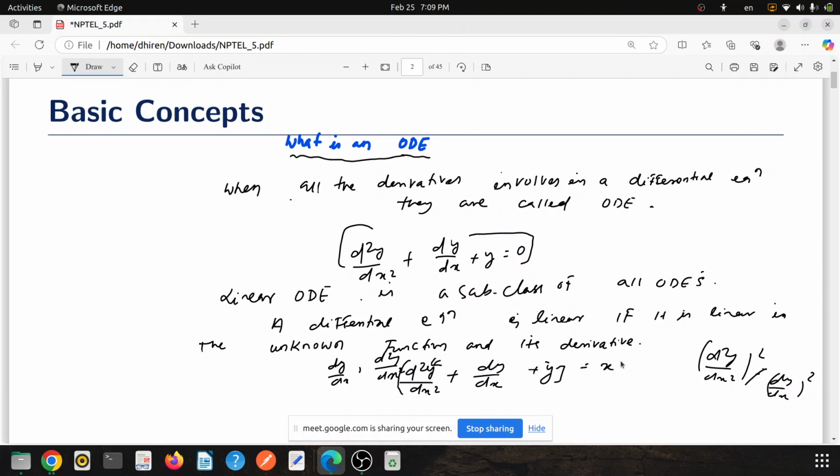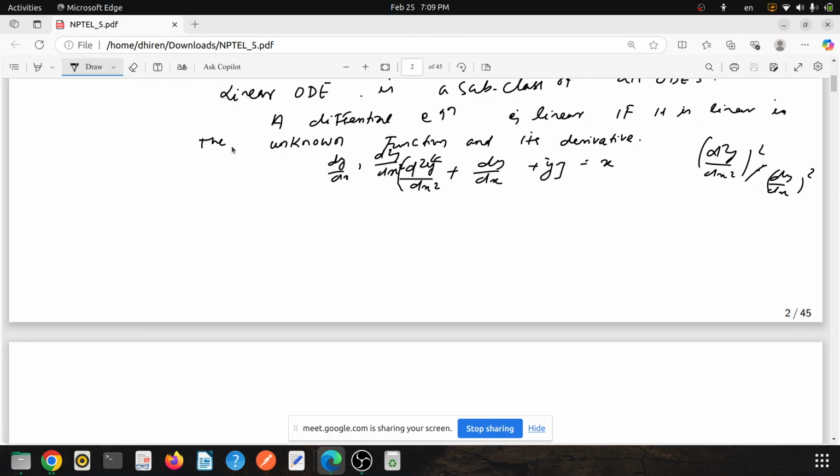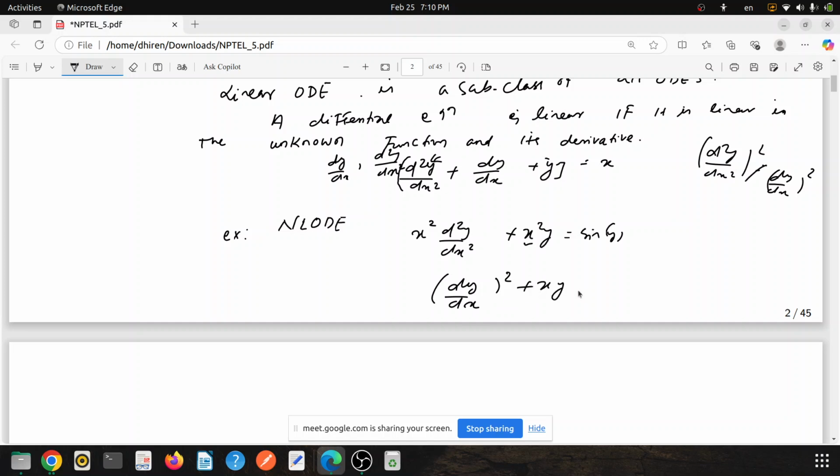So what is an example of non-linear ordinary differential equations? An example of a non-linear ODE is x square d square y by dx square plus x square y equal to sine y. You can see that there is a non-linear term here. Similarly, dy by dx whole square plus xy is equal to 1. You can see that there is also a non-linear term. So these are examples of non-linear differential equations.